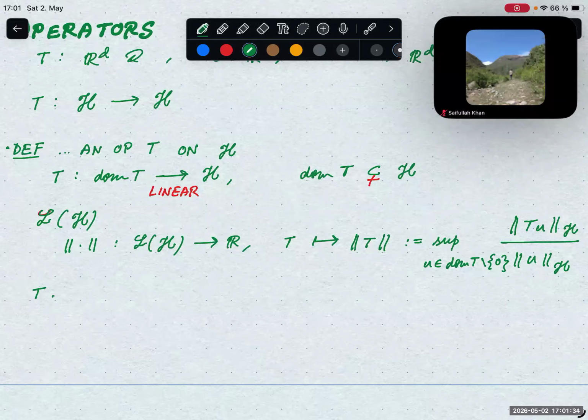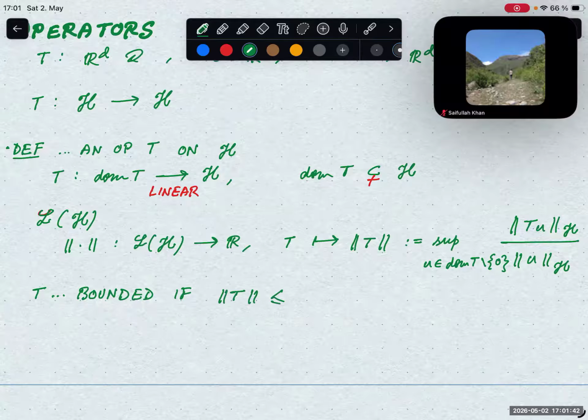An operator T is called bounded if this is less than or equal to 1. All right.